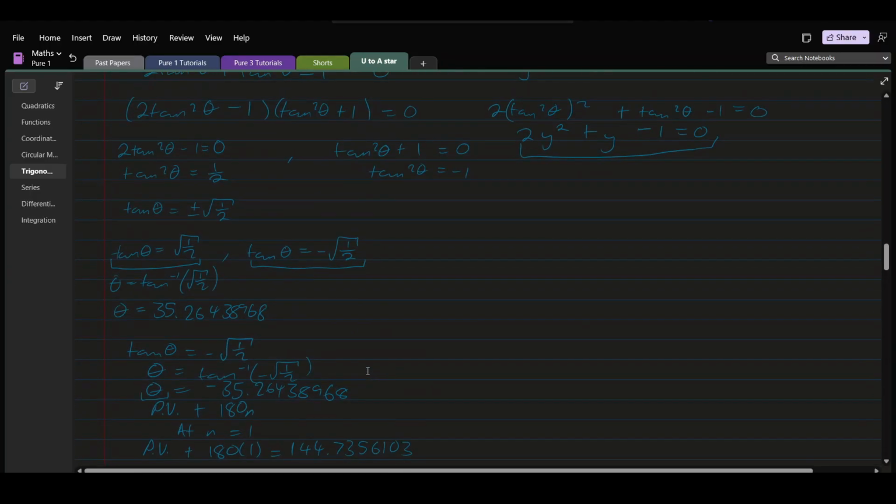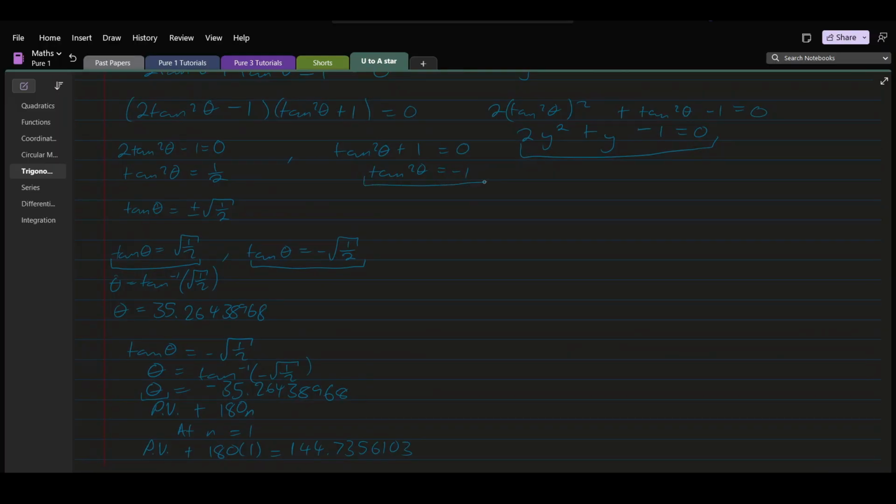Now we still have an equation that we didn't evaluate, which was tan squared theta is equal to negative 1. If we take the square root of both sides here, you end up with tan theta is equal to root negative 1, and that gives us no solutions, since that's the square root of a negative number.